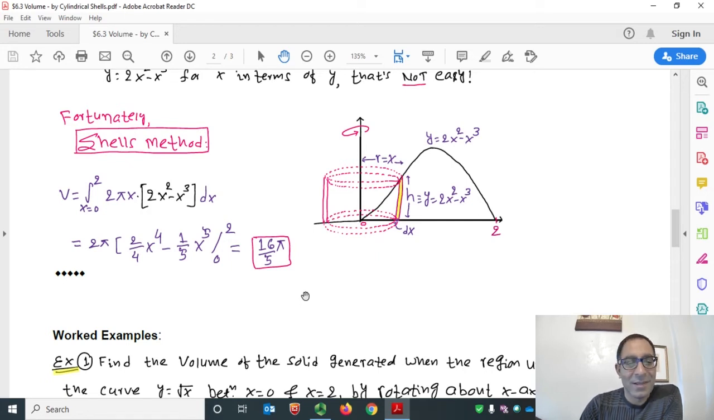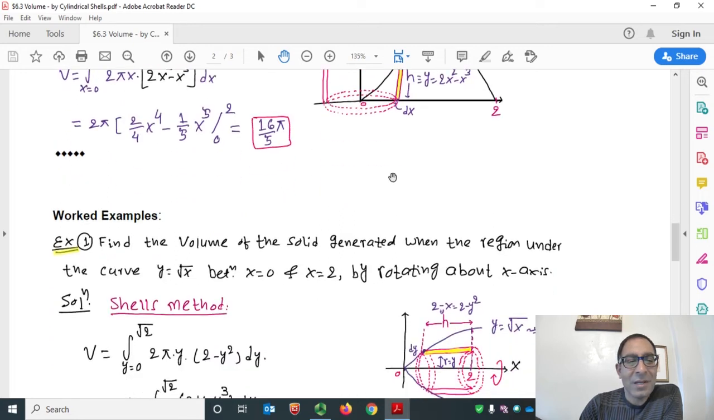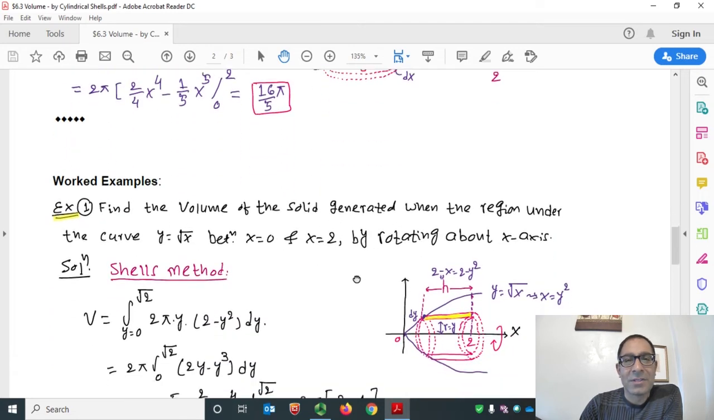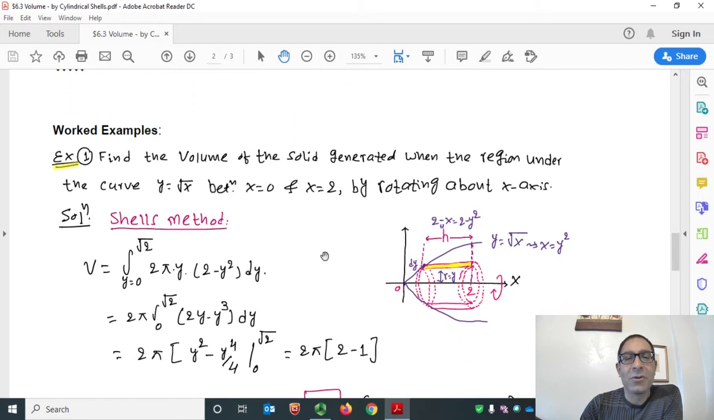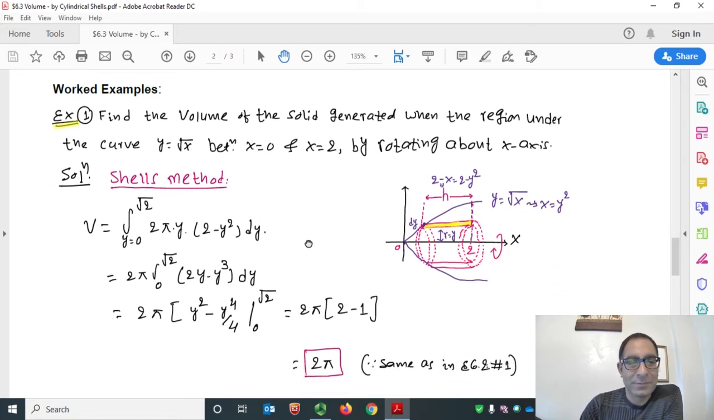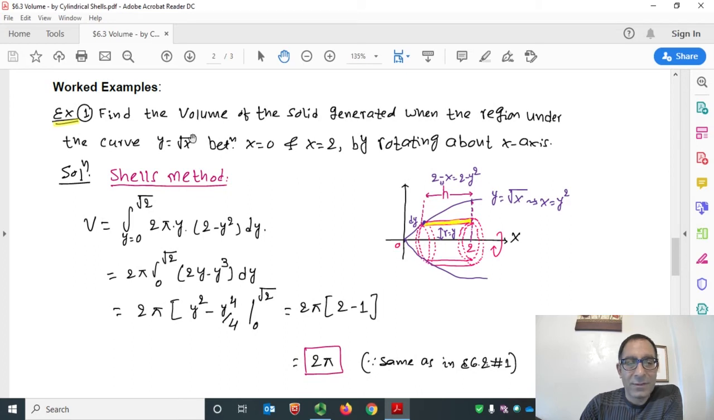Great. So now let's move on. Now let's do some examples computing the volume using the cylindrical shells method. So first example, find the volume of the solid generated when the region under the curve y equals radical x between x equals 0 and x equals 2 is rotated about the x-axis.